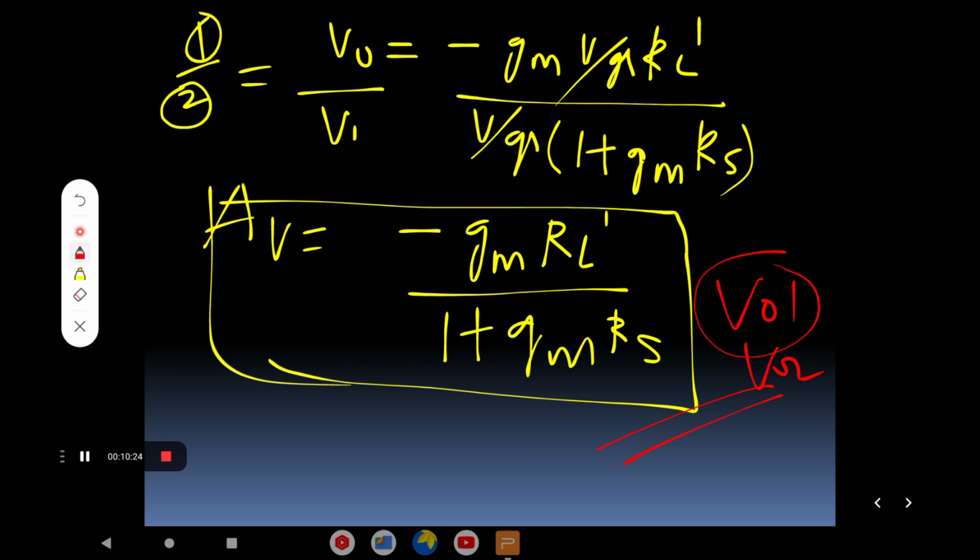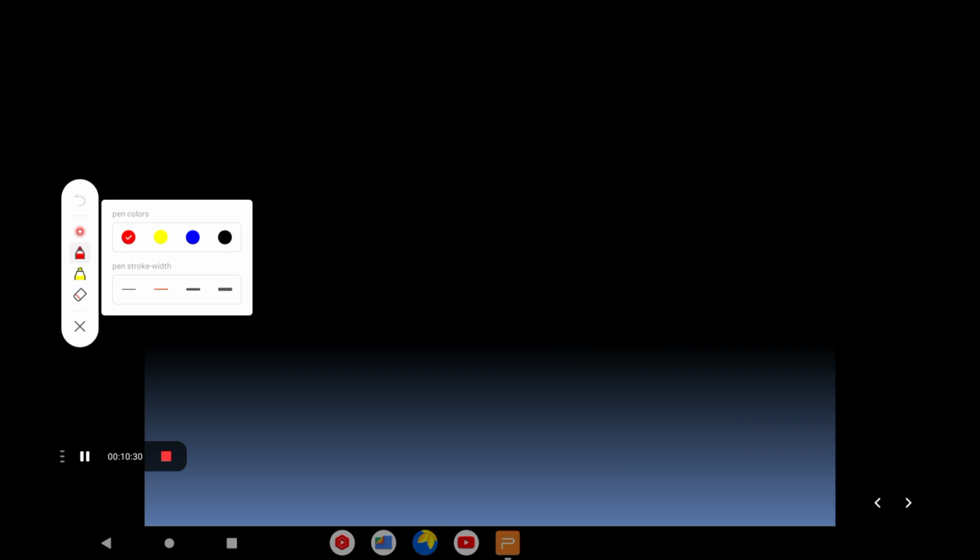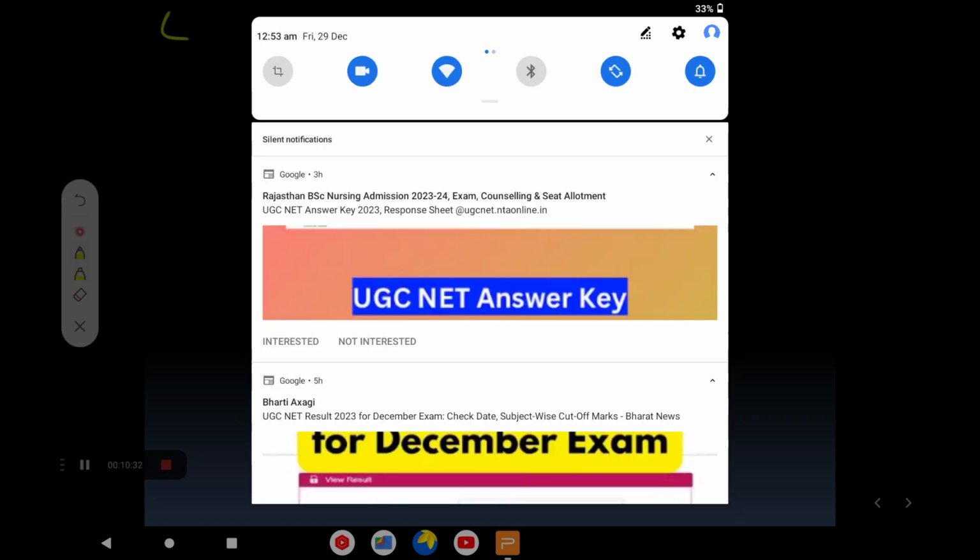Okay. At the same time, suppose you want to find out the output resistance. So the fourth one is the output resistance.